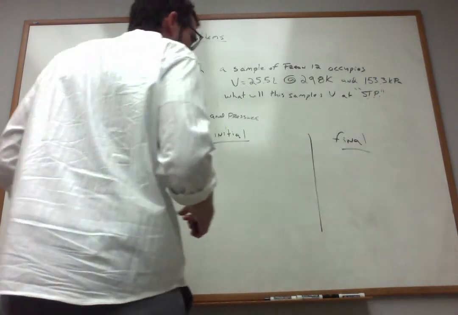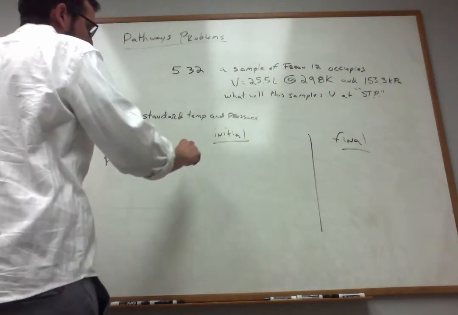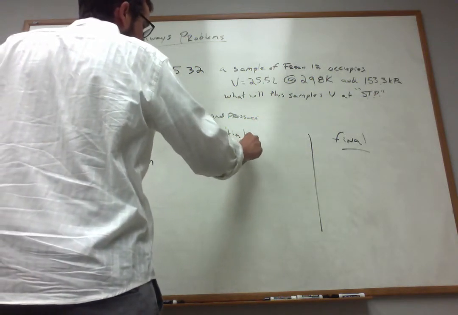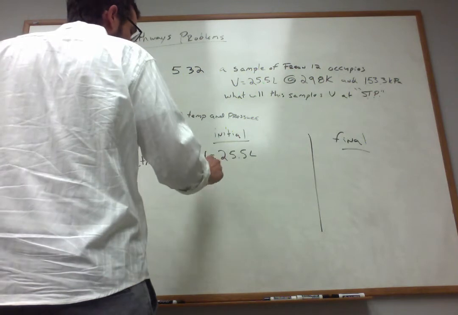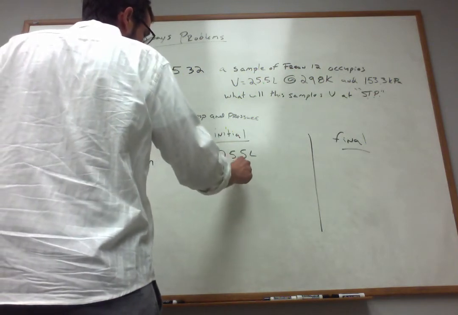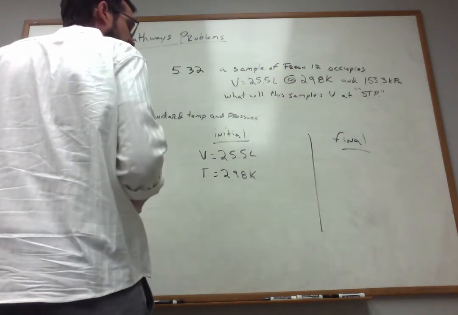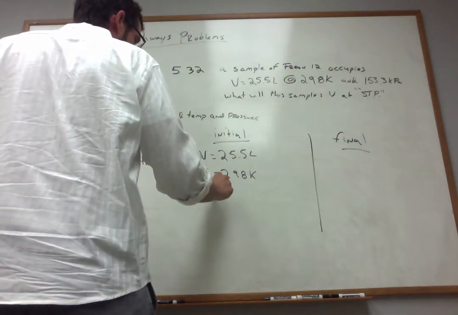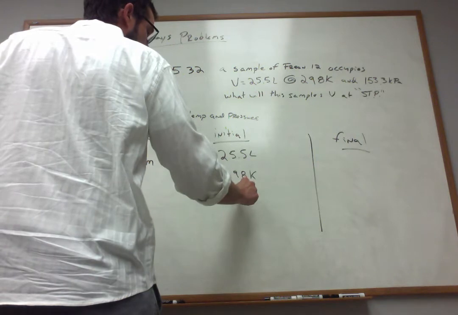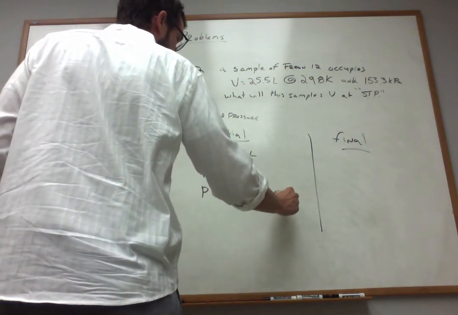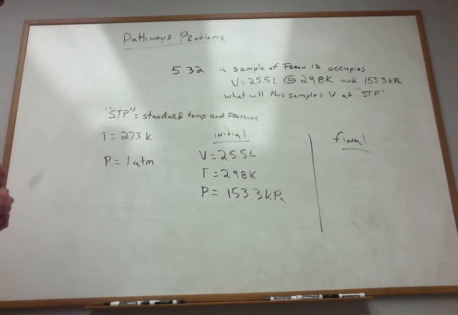And I see, well, what do I know about my initial conditions? I know that my initial volume is 25.5 liters. I know my initial temperature is 298 Kelvin, given in the problem. I also know an initial pressure. It's 153.3 kilopascals. I don't know anything else.